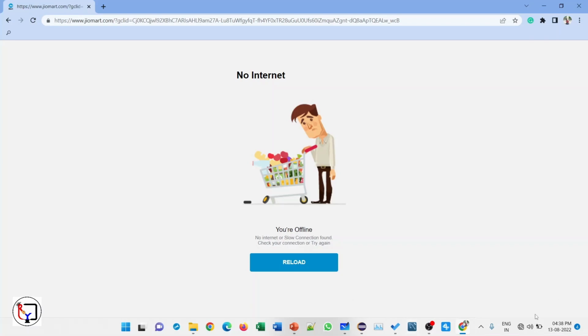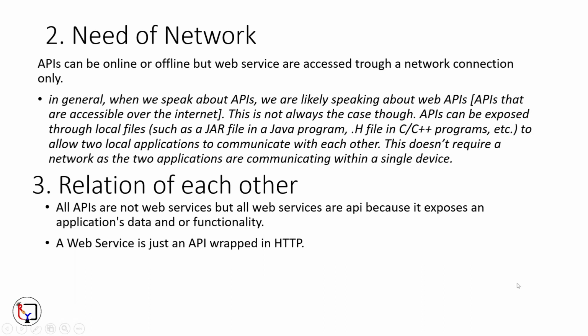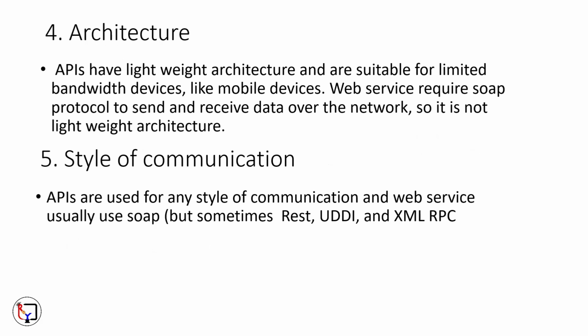Okay, let's jump into the theoretical part first. The relation of each other: all APIs are not web services, but all web services are APIs, because they expose an application's data and or functionality. A web service is just an API wrapped in HTTP. Now, architecture. APIs have a lightweight architecture and are suitable for limited bandwidth devices like mobile.